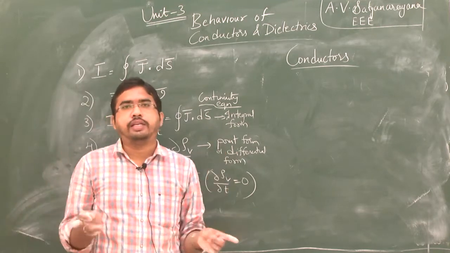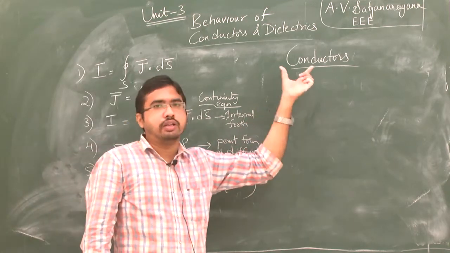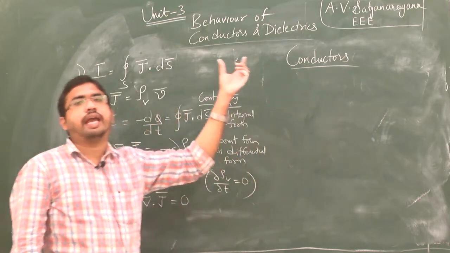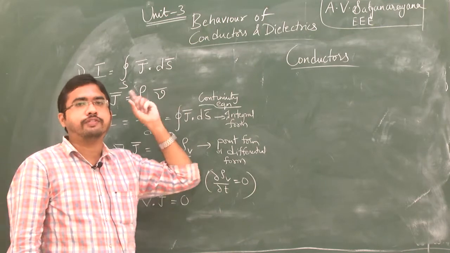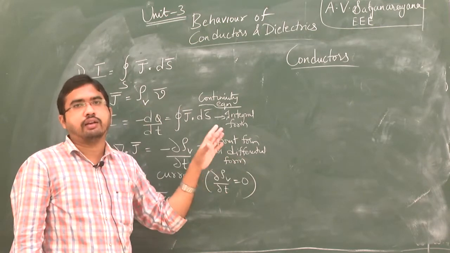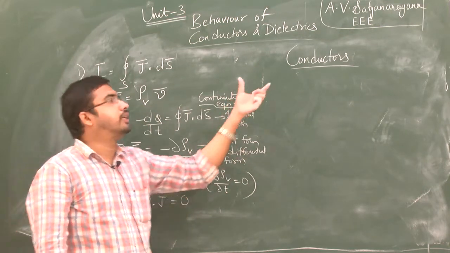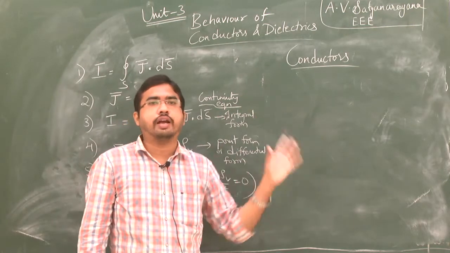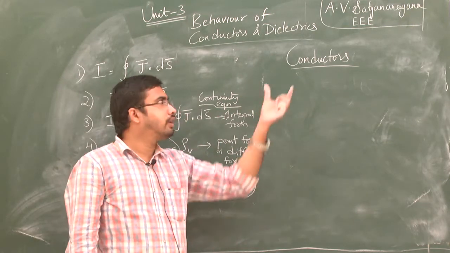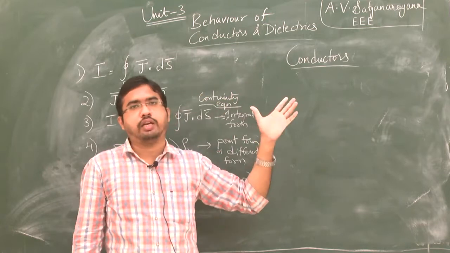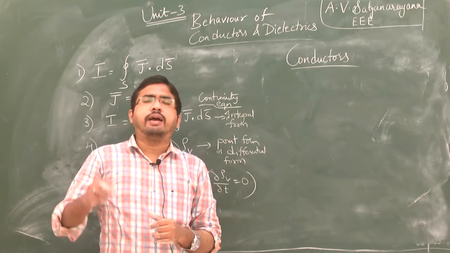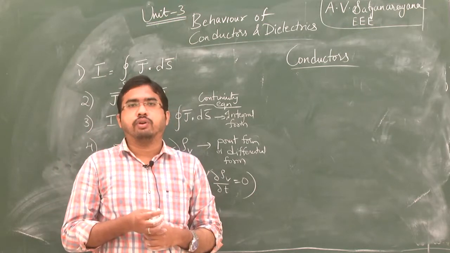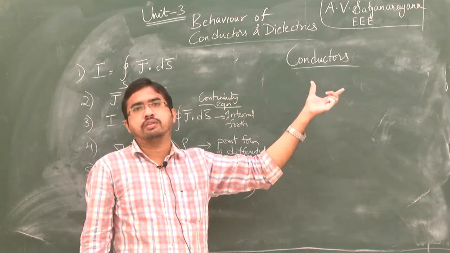See, again I am repeating, a conductor is nothing but a material which allows the free flow of current or free flow of electrons. General electric current we are referring. That material which allows the free flow of current or electrons is called a conductor, that we are studying from our childhood. So in that conductor there will be a number of free electrons.